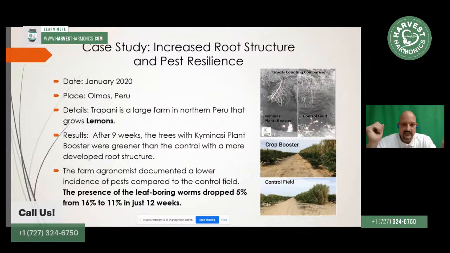So I wanted to show you that, and then I wanted to show you another example of that. So this is not just an isolated example of one time when we increase root structure. We have several examples of that, but I wanted to show you one more here. This is a different farm. Okay, and this particular farm grows lemons. And this was another situation. Again, it was another early example, one of our first trials that we did in South America. And the really cool thing about this is the farmer did the same thing.